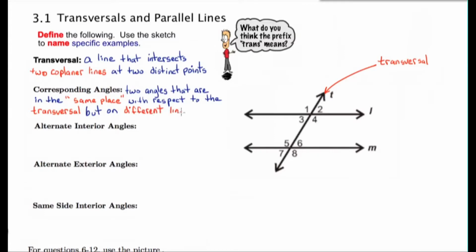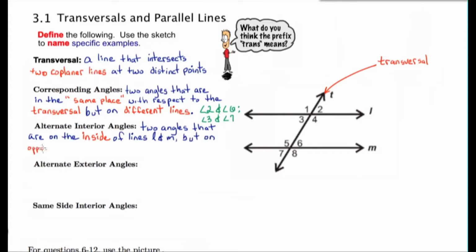but on different lines. So angles 2 and 6 are corresponding, and 3 and 7, and there are a couple of other pairs like 1 and 5, 4 and 8, etc. Alternate interior angles are two angles that are on the inside of lines L and M, but on opposite sides of the transversal, like 3 and 6 and 4 and 5. Those are the only two pairs.